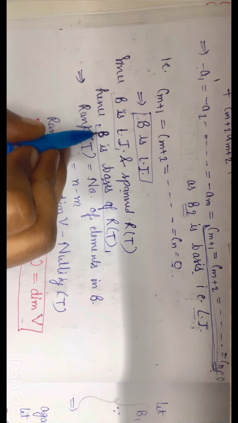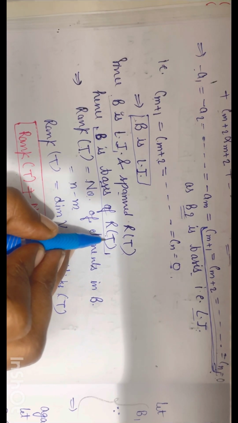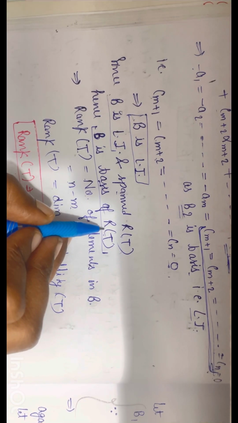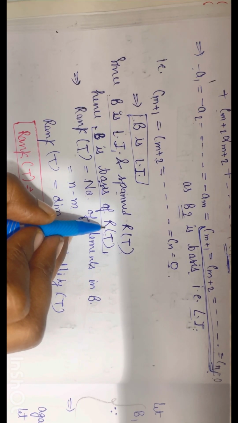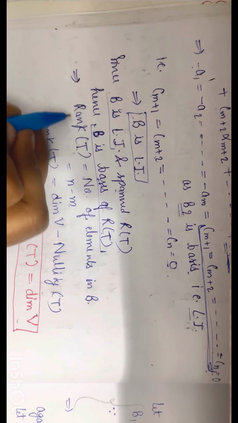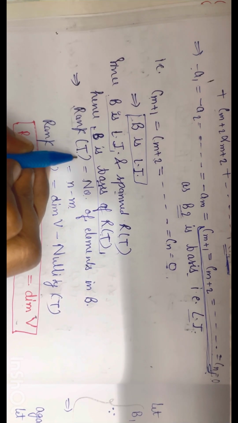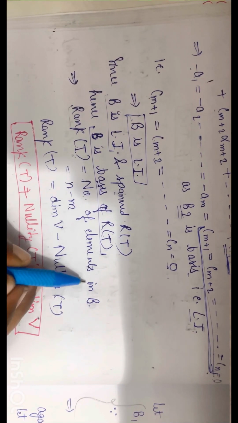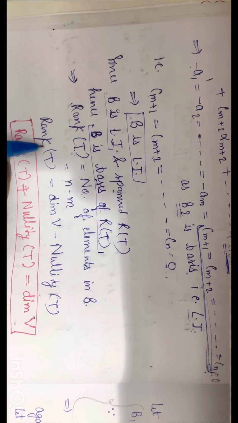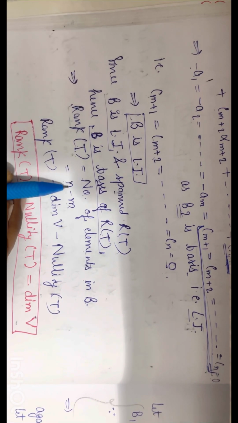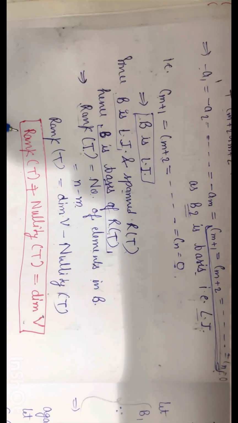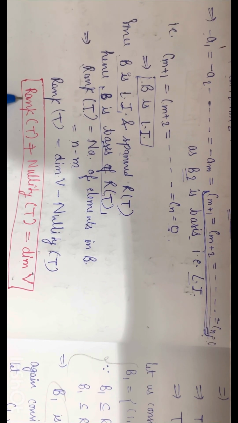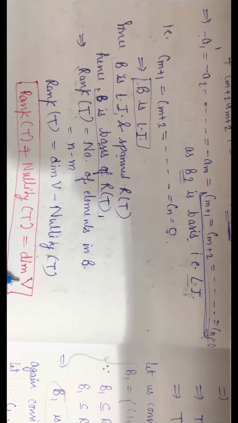Now the considered set B is a basis of the range space of T. It means that the number of elements of B will be the dimension of the range space of T, and the dimension of the range space of T will be the rank of T. So simply we can say that the rank of T is the number of elements in B. The number of elements in B is n minus m. So rank of T will be dimension of V minus nullity of T. Hence our theorem is proved that rank of T plus nullity of T will give the dimension of V.